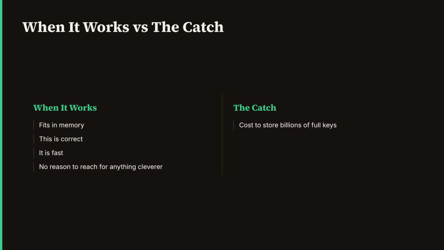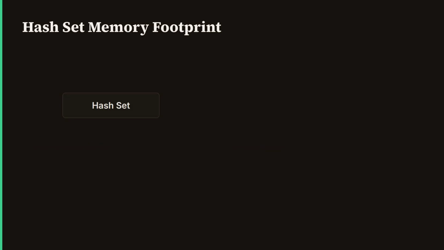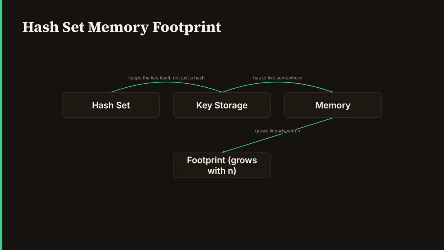The problem only shows up once you ask what a hash set actually costs to store billions of full keys. That O(1) lookup is not the whole story. O(1) describes the time, not the space. A hash set still has to keep the key itself for every single entry, not just a short hash of it, or two keys that collide become impossible to tell apart. And that key has to live somewhere in memory. So the total footprint grows linearly, with n.